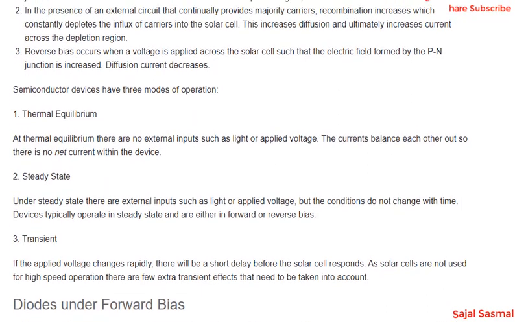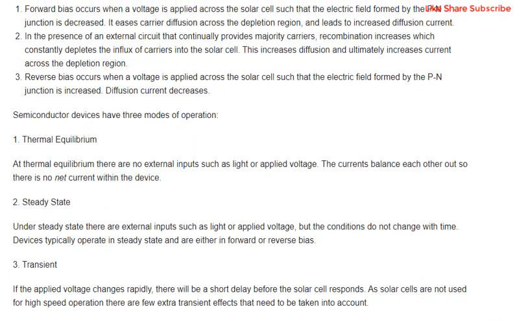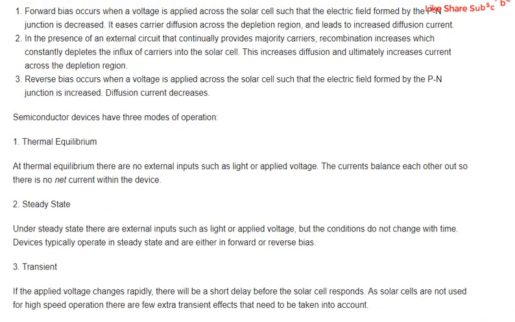Semiconductor devices have three modes of operation. 1. Thermal equilibrium. At thermal equilibrium there are no external inputs such as light or applied voltage. The currents balance each other out so there is no net current within the device.